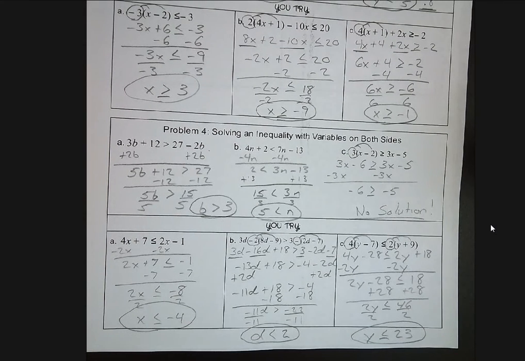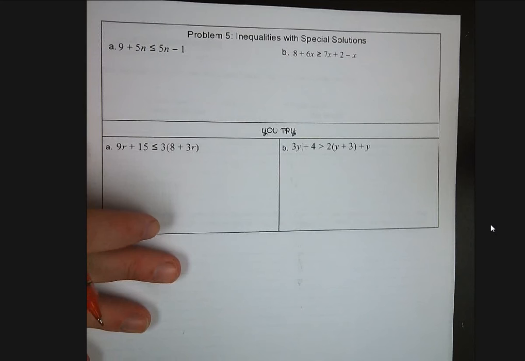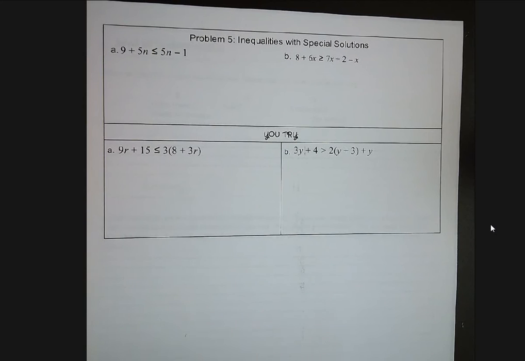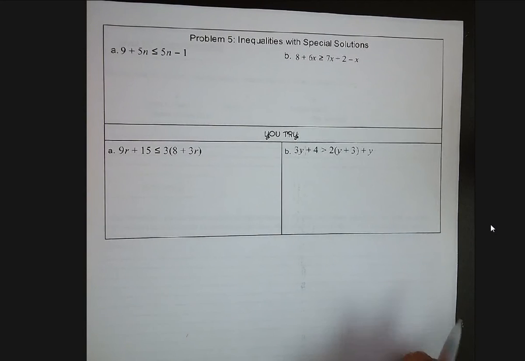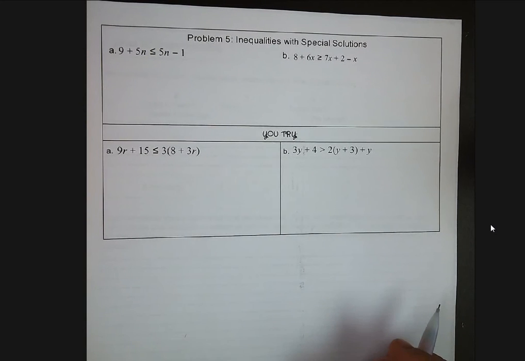All right. Last page of our notes, we're going to be dealing with inequalities with special solutions, which I've already kind of given you a little bit of a preview of on accident. So these are going to be just like our special cases with equations. We have those situations that are going to come up with inequalities as well.